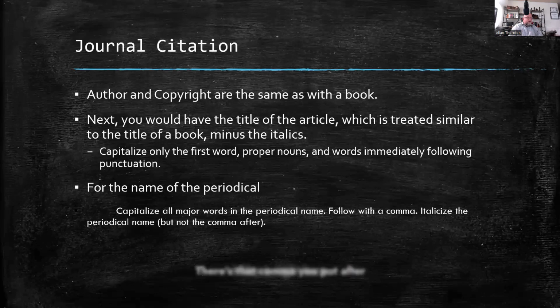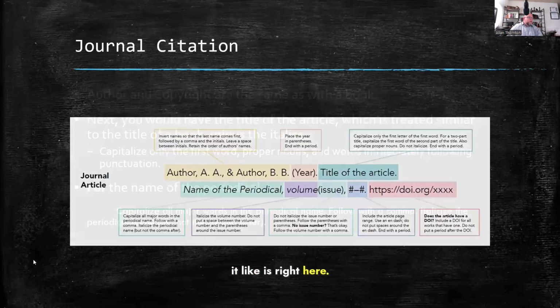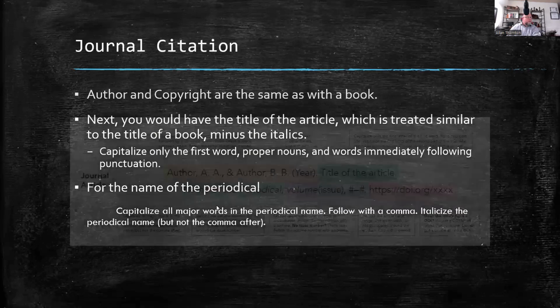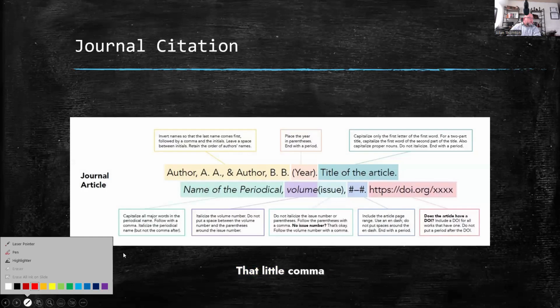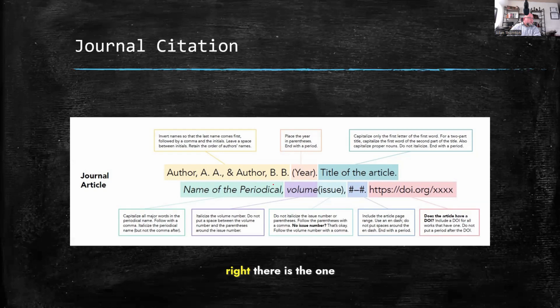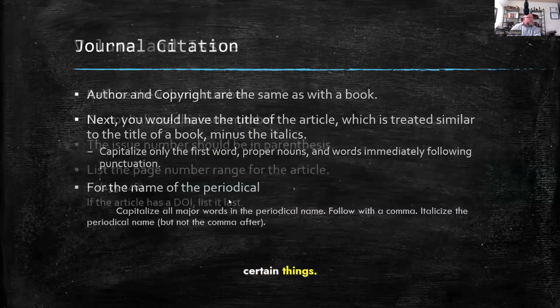There's that comma you put after it, like is right here. That little comma right there is the one it's referring to. That comma should not be italicized. So you would highlight the name of the periodical when you type it, Control I or however you do, and then turn that off, put the comma, and then go into the next step. It is rather picky. APA is picky with certain things.